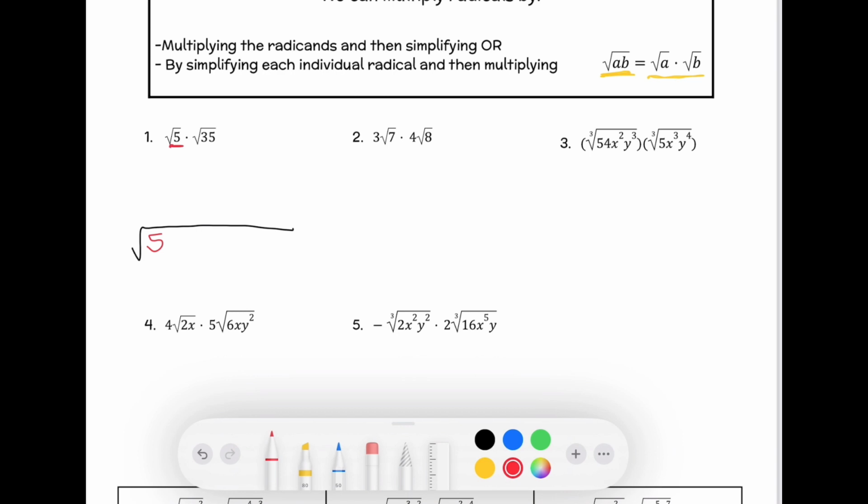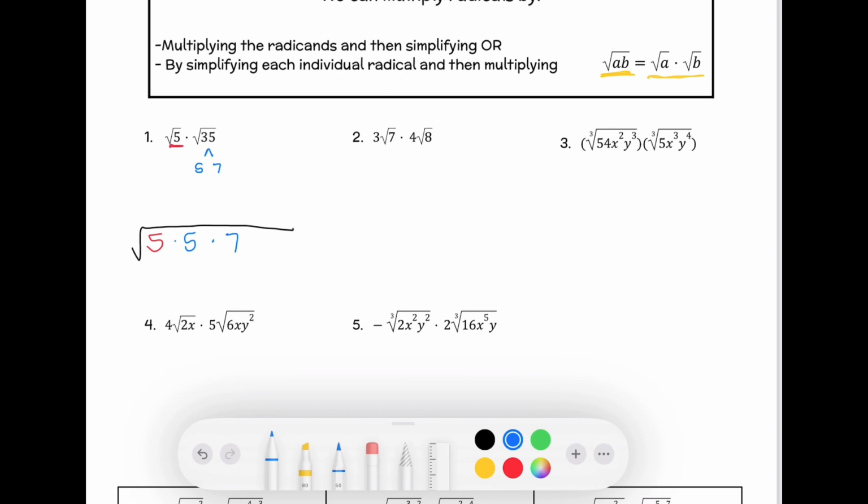But what can we divide 35 by? Since it ends in a 5, I know I can divide it by 5. 5 is a prime number, so I'm going to write it there. And 35 divided by 5 is 7. 7 is also a prime number, so that's what we're going to have inside of our square root.